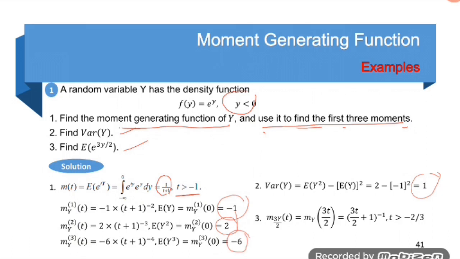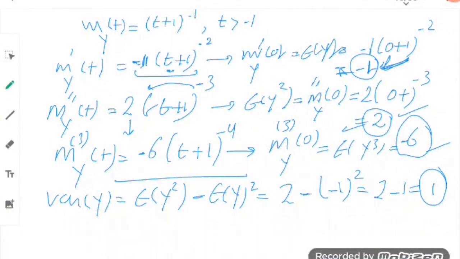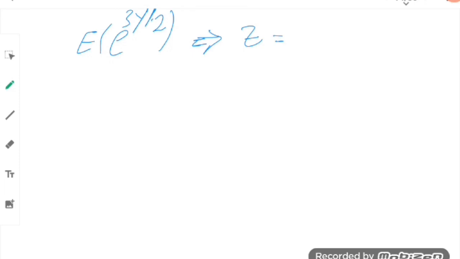Now we need to find the expected value of a function, which is e to the power 3y divided by 2. Again, the expected value of e to the 3y divided by 2. Here we imagine that we have another variable z, which is 3 divided by 2 times y.